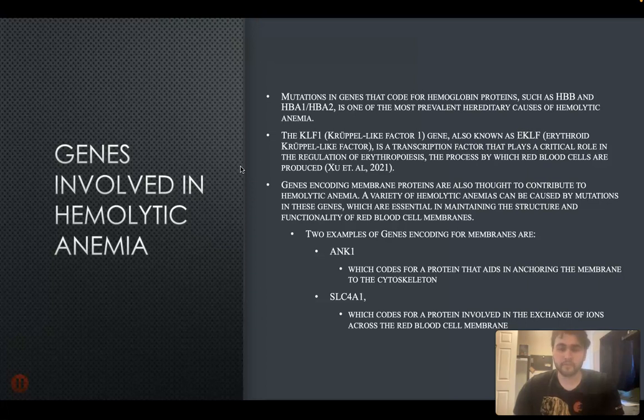Genes encoding for membrane proteins are also thought to contribute to hemolytic anemia. A variety of hemolytic anemias can be caused by mutations in these genes, which are essential in maintaining the structure and functionality of red blood cells. Two examples of genes encoding for membrane proteins are ANK1, which encodes for a protein that aids in anchoring the membrane to the cytoskeleton, and SLC4A1, which codes for proteins involved in the exchange of ions across the red blood cell membrane.